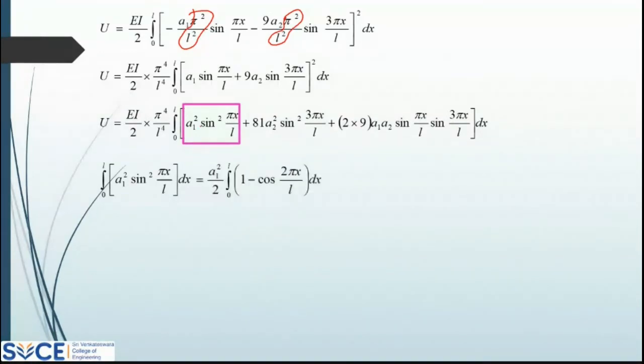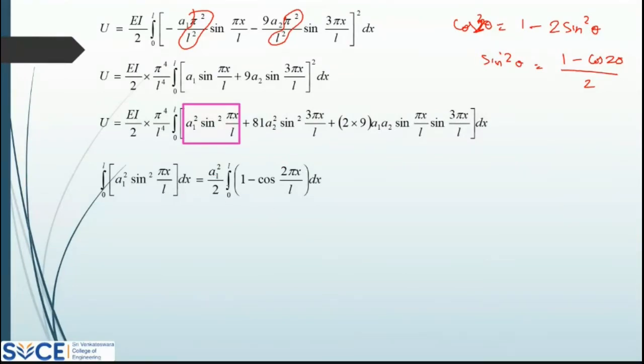So when I convert it into cos 2 theta, as we discussed here, cos 2 theta is equal to 1 minus 2 sine square theta. So you can substitute sine square theta as 1 minus cos 2 theta divided by 2. Here theta is pi x by L, so it will be 2 pi x by L, with 1 minus whatever term you are getting.